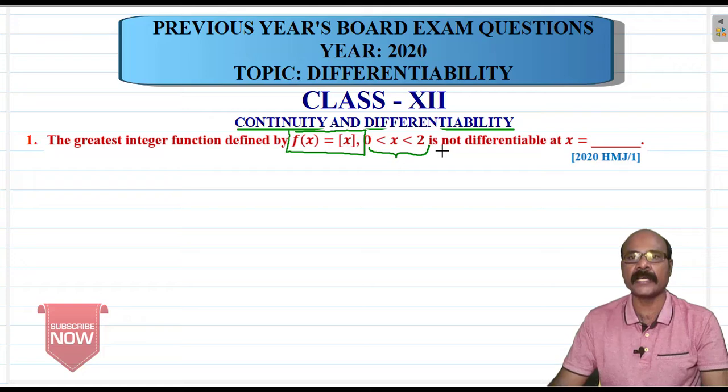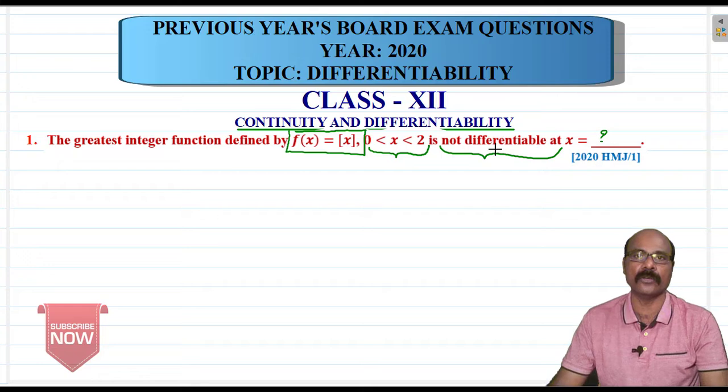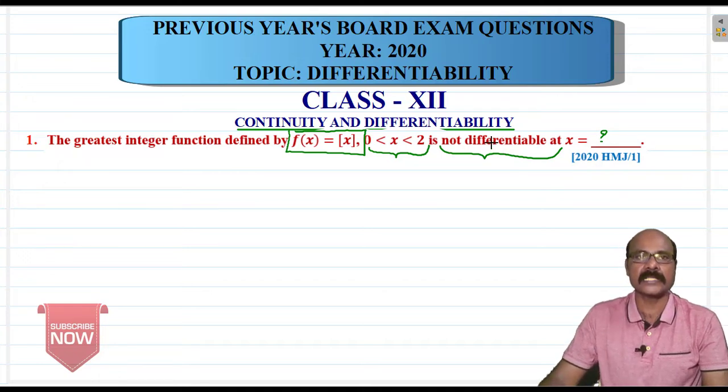What should we find here? At which point the given function f is not differentiable. That means we need to find the value of x where it will not be differentiable. Okay, let us discuss the solution for this one.